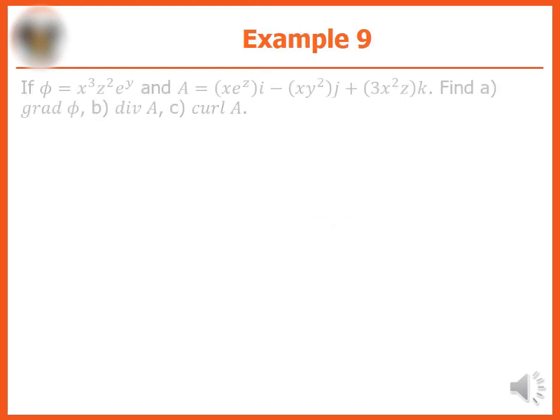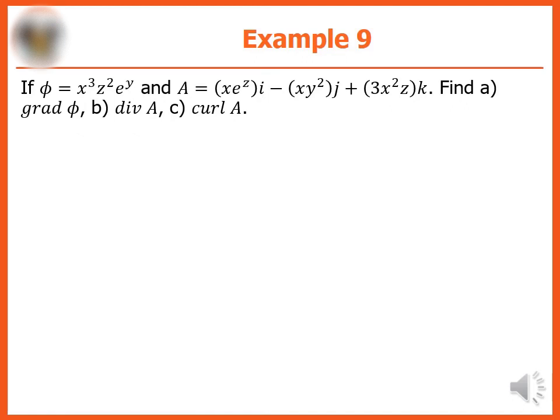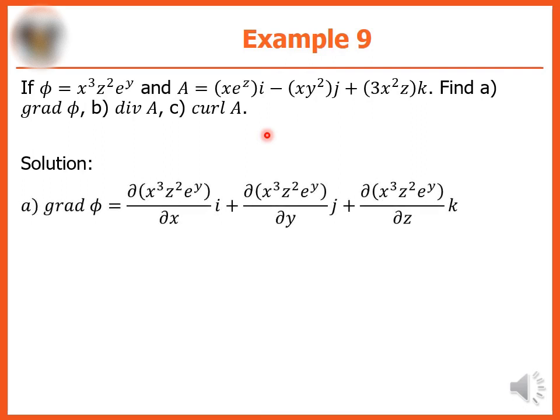So for example, if phi is equal to x cubed z squared e raised to y, and A is equal to x e raised to z i minus x y squared j plus 3x squared z k. We're going to solve for the gradient of phi, the divergence of A, and then the curl of A. To do that, first, the gradient of phi is equal to the partial derivative of phi.